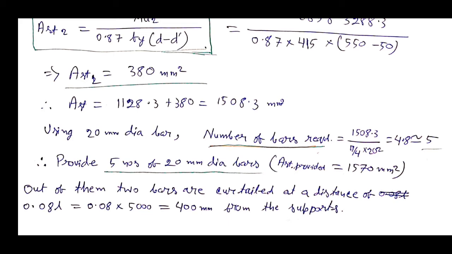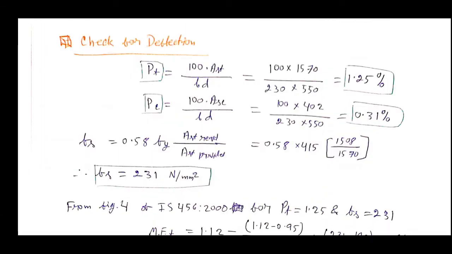Out of them, 2 bars are curtailed at a distance of 0.08 L, that is 0.08 into 5 meters, that means 5000 mm, which equals 400 mm from the supports. So from both supports we may curtail 2 bars in length of 400 mm. So the design is almost done, and the next step is to check for deflection.